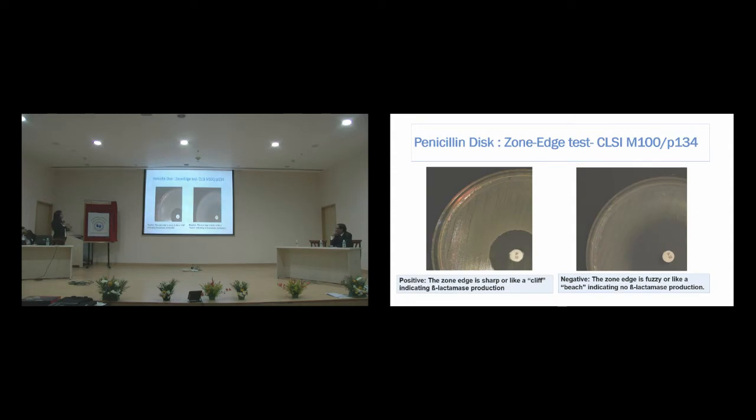Next picture, this is about the penicillin zone edge test. This shows the clear cliff effect. Here it is a fuzzy or beach effect. This picture shows the penicillin zone edge test. So I think most of you are clear with this. What does it indicate if there is a cliff effect? Yeah, it is resistant. Here, if it is a beach effect, sensitive.